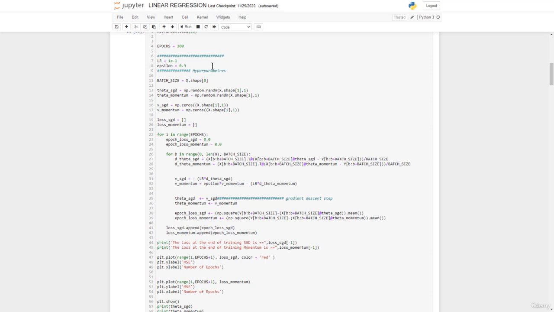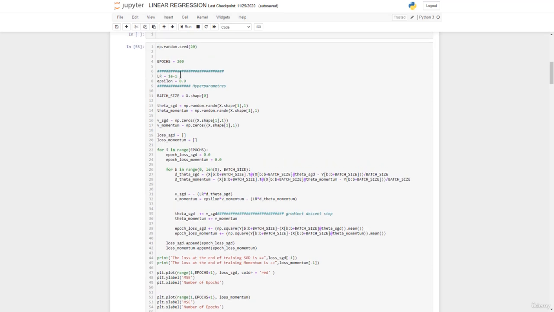So right here we have the number of epochs to be 200. We have the learning rate, the value for epsilon, the batch size. We now have two values for theta. That's theta SGD, when we're working in the stochastic gradient descent algorithm, and theta for the momentum algorithm. We have V SGD, and then we have V momentum.